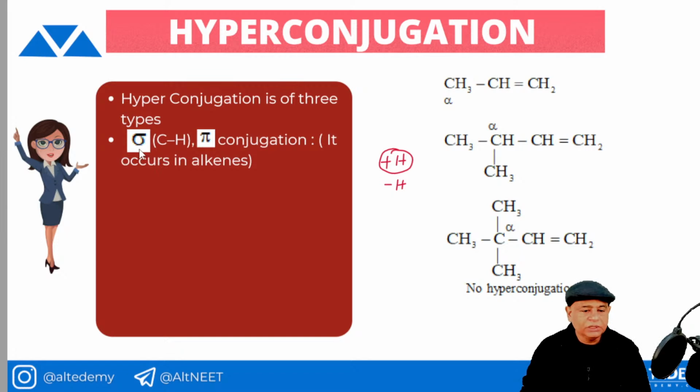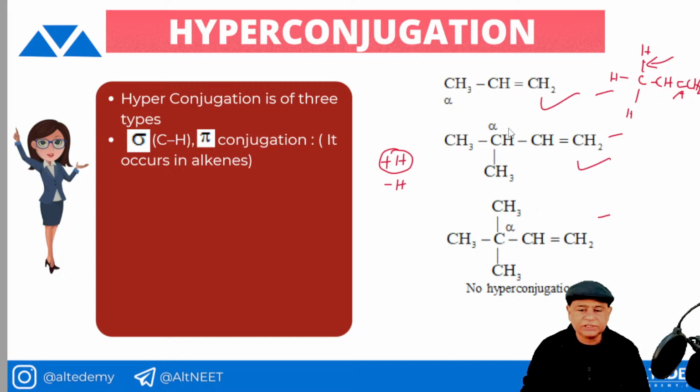One, sigma CH pi conjugation. As we told you, you can see here, these are different compounds that we have taken. We should have a sigma CH bond. That is essential. Here you can see, here we have CH, H, H, CH, double bond CH2. So this is a sigma bond and this is pi. They are in conjugation. So this situation is conducive for it.